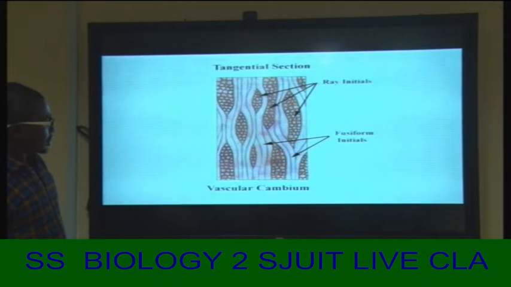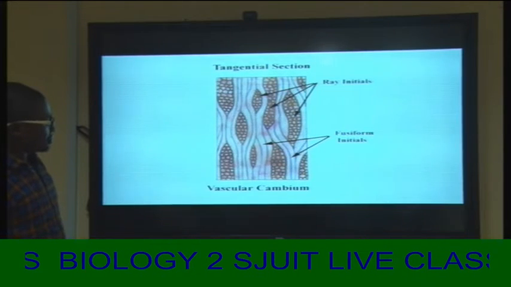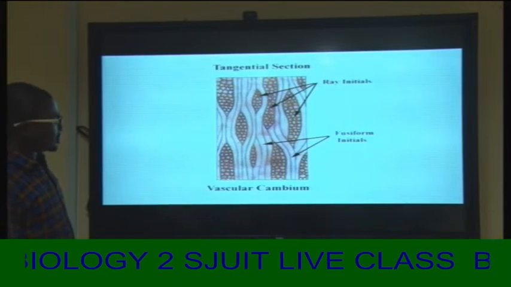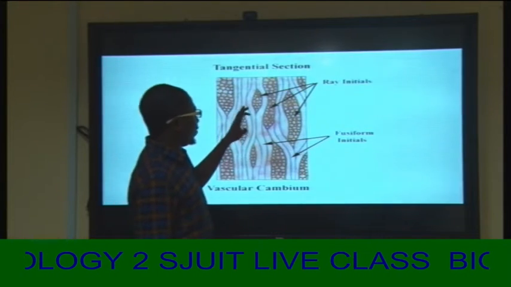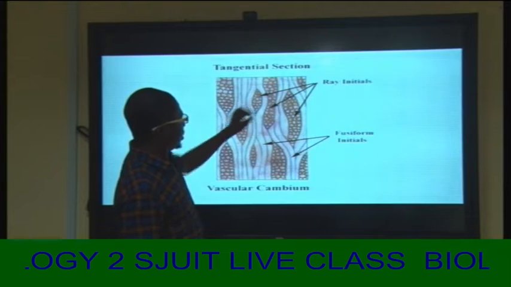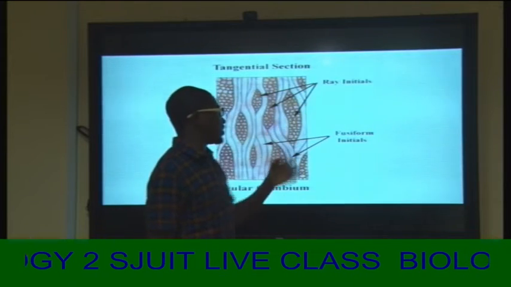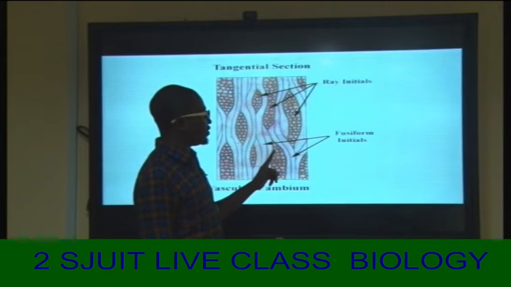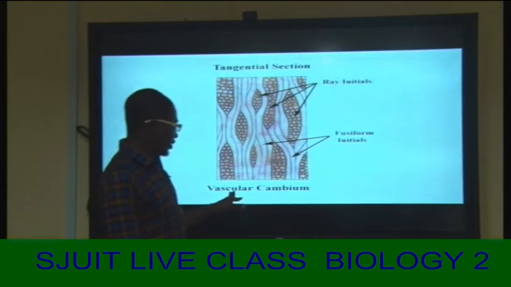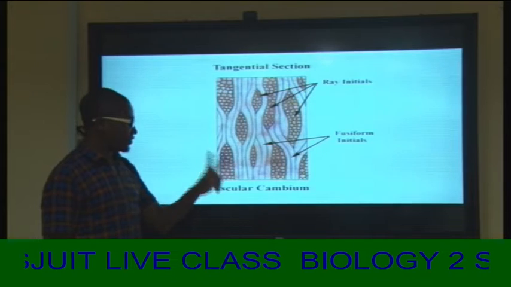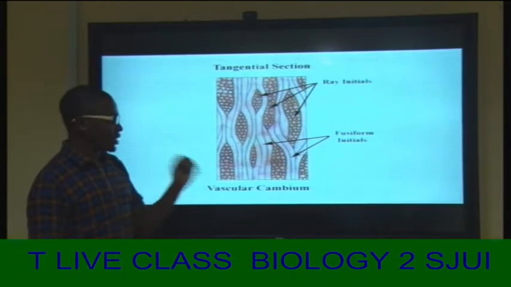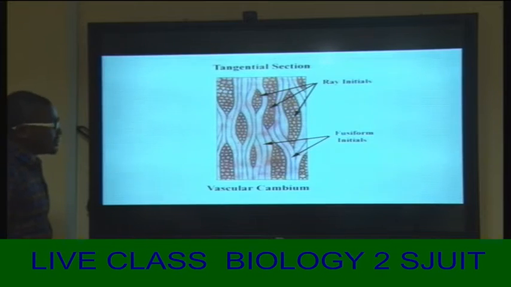Again, the vascular cambium normally has two kinds of cells. We have the short cells, they are called ray initials, and the other cells are called fusiform initials. So vascular cambium has two kinds of cells, ray initials and fusiform initials. We shall see later on.